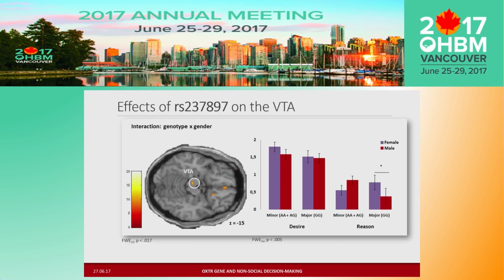For this SNP, I didn't find an effect for gender, but for the next one I found an interaction in the VTA between genotype and gender. Again, when I split it into the desire trials and the reason trials, in the desire trials there were no significant differences, but for the reason trials, females with a major allele were less effective in suppressing the bottom-up related activation than males with the genotype.